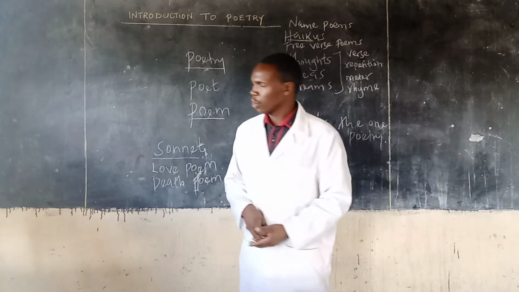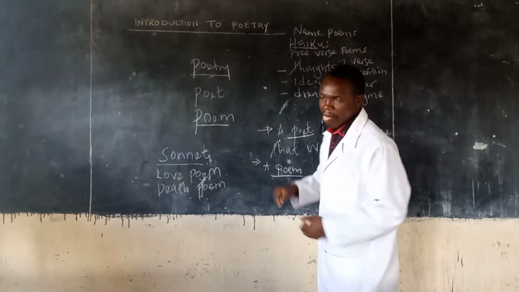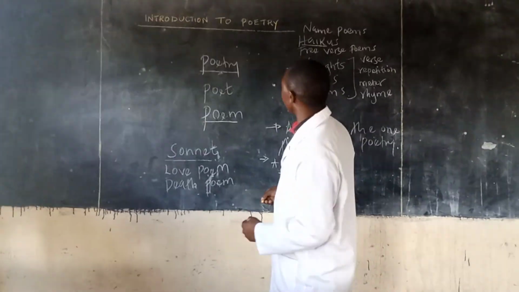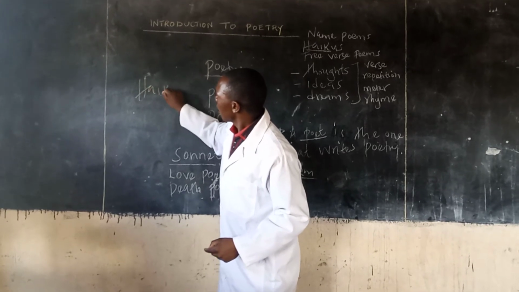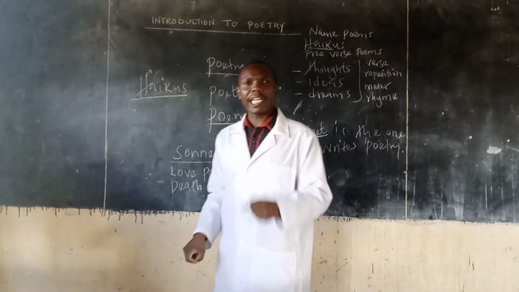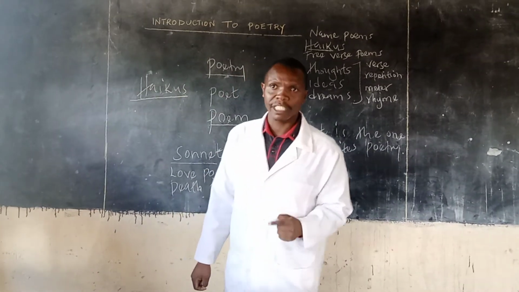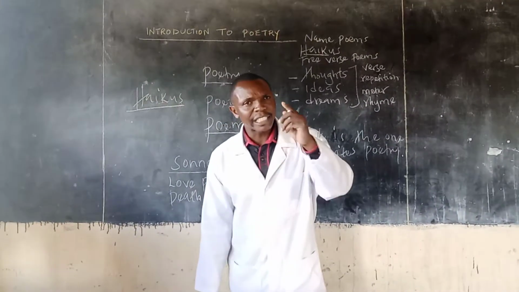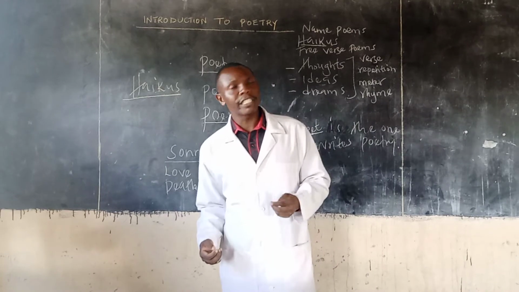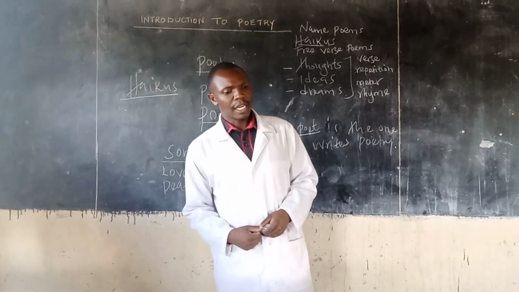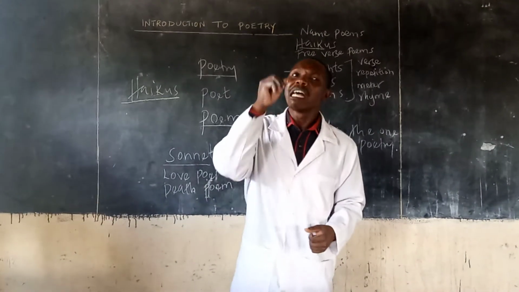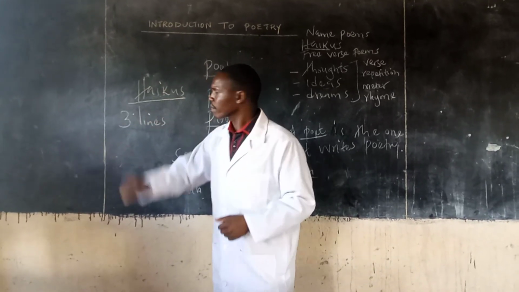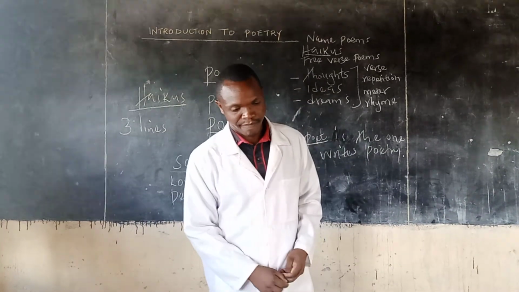And this is haiku. The haiku is a poem which originated from Japan. And it is the shortest type of poem. Why do we call it the shortest type of poem? It is the shortest because it has only 3 lines. That is why it is the shortest poem.